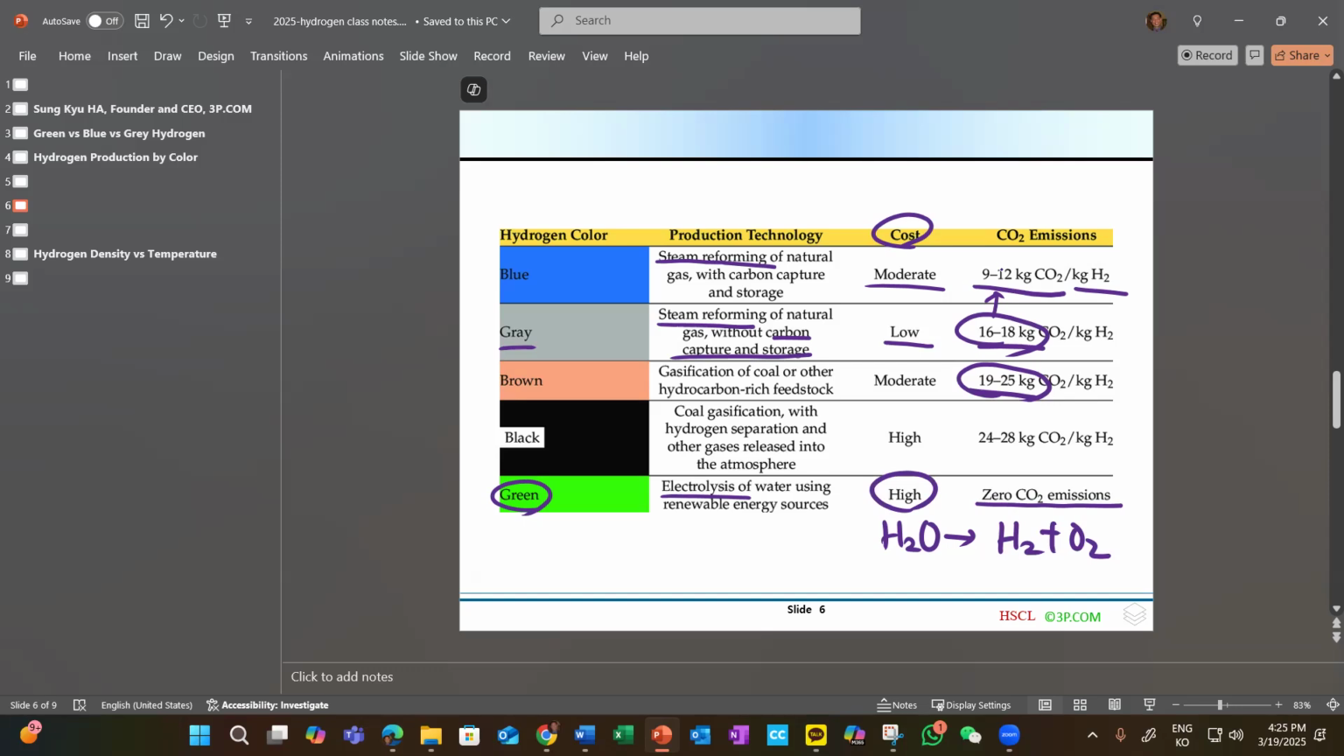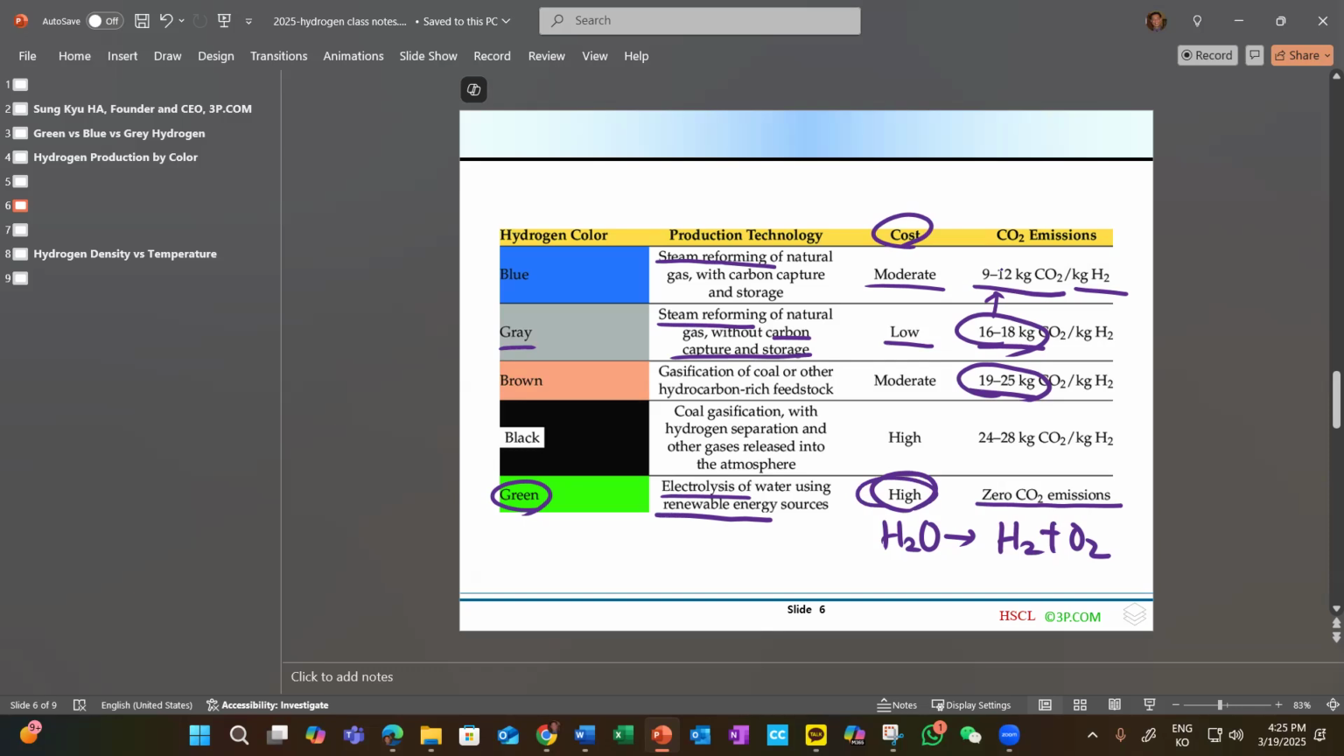Cost-wise, it is very high. Of course, renewable energy is really free. Natural resources are free, but the initial investment, the installation of wind turbine blades and solar cells, costs a lot. So in terms of the total cost needed to generate a certain amount of hydrogen, the cost is not small, it's very high.